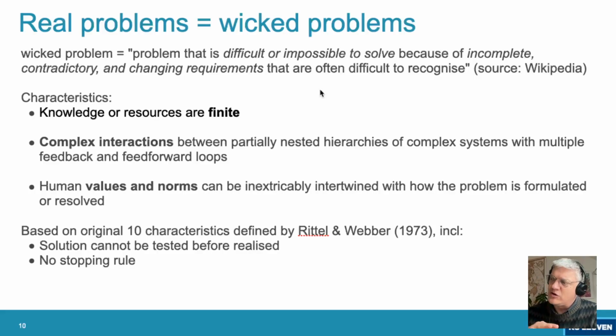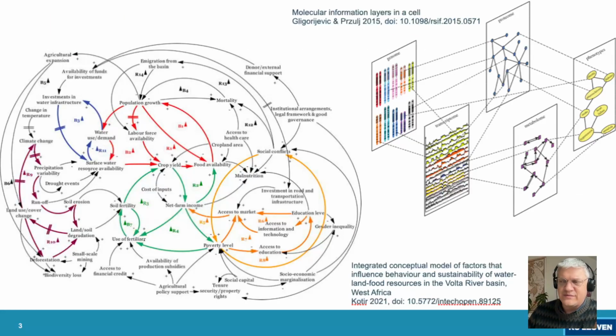Another aspect of wicked problems is you have very complex interactions with feed-forward loops, feedback loops, nested hierarchies and stuff. So if you look at the figure that we looked at before, the factors that influence water, land, and food resources, a lot of things are linked to each other, right?